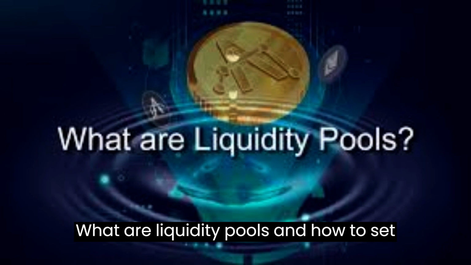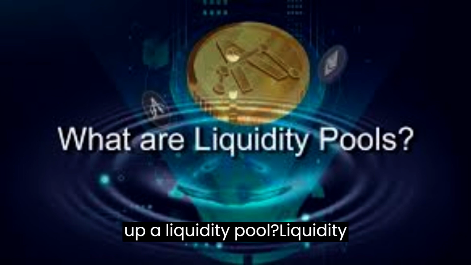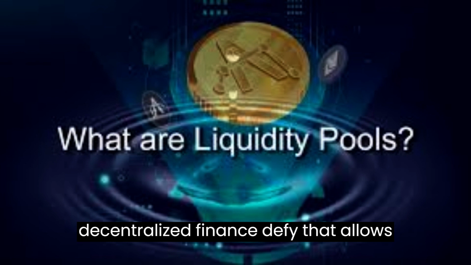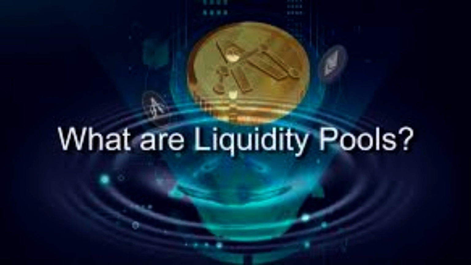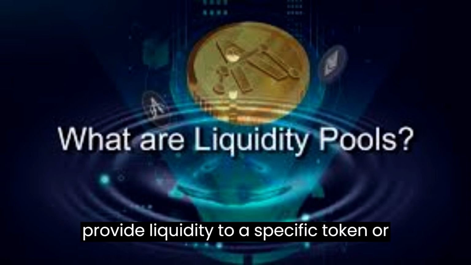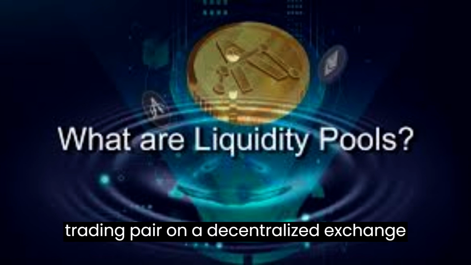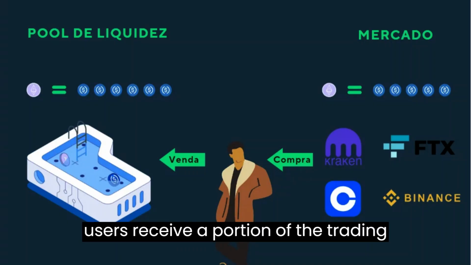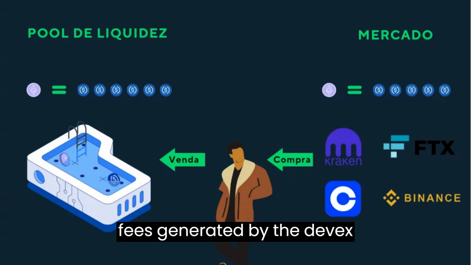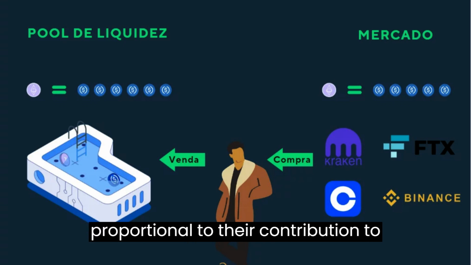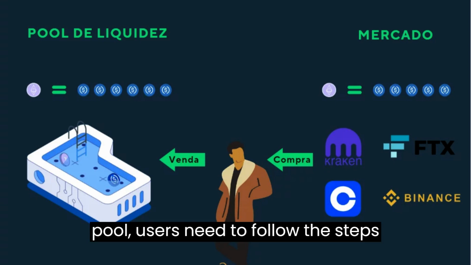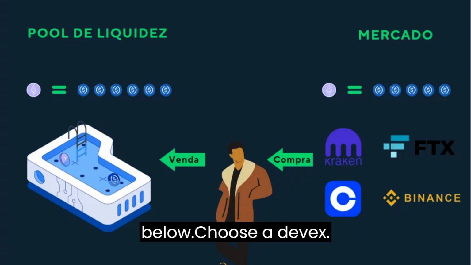What are liquidity pools and how to set up a liquidity pool? Liquidity pools are a mechanism used in decentralized finance, DeFi, that allows users to pool their funds together to provide liquidity to a specific token or trading pair on a decentralized exchange, DEX. In return, users receive a portion of the trading fees generated by the DEX proportional to their contribution to the pool. To set up a liquidity pool, users need to follow the steps below.